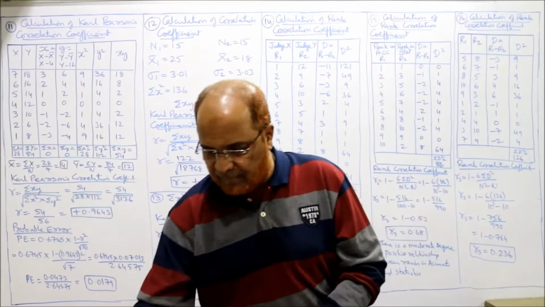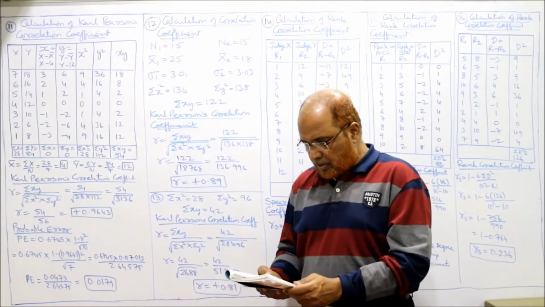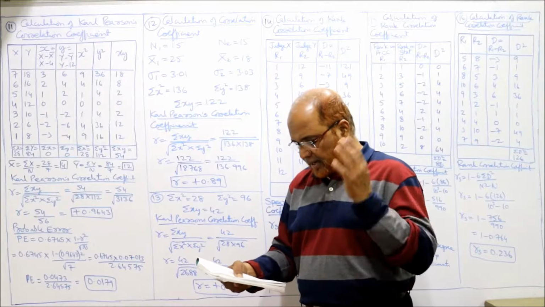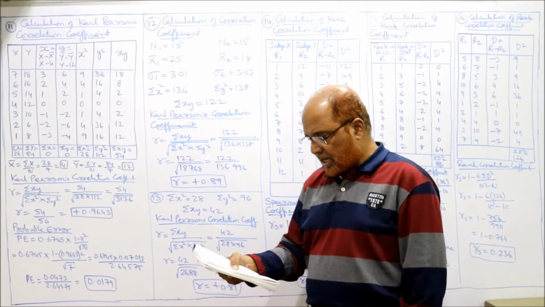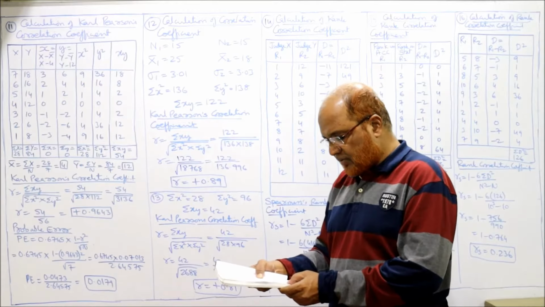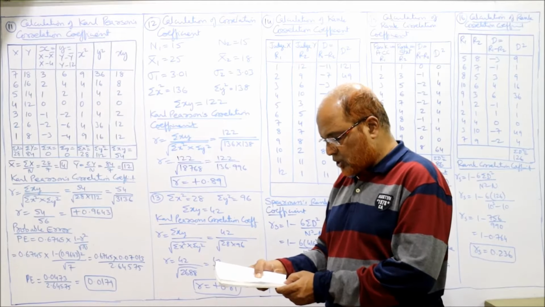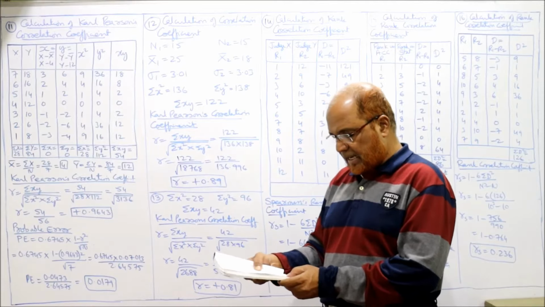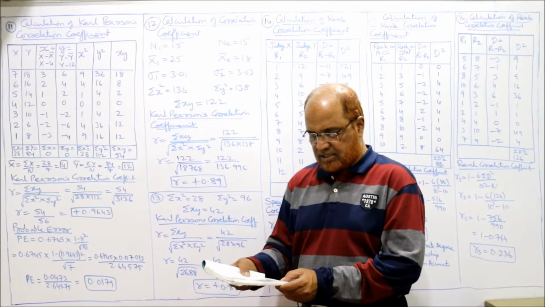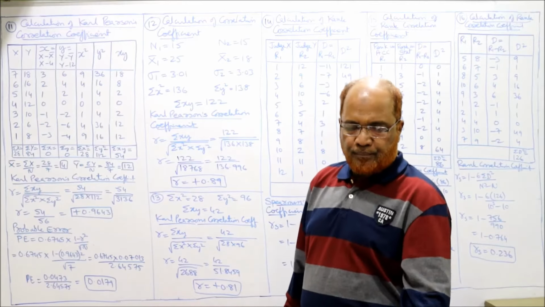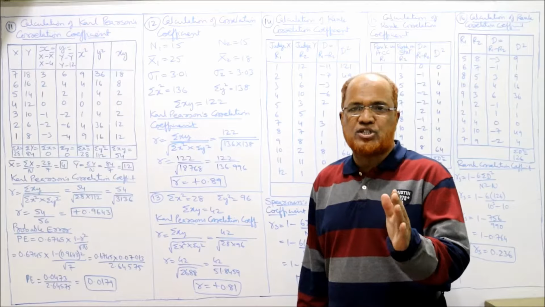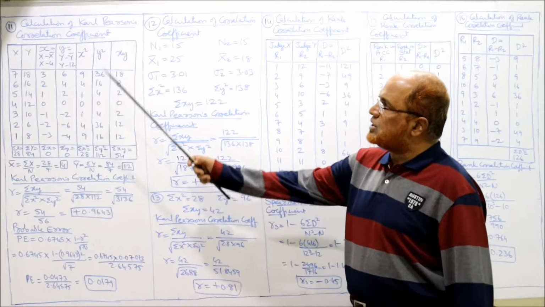Now in this problem we are going to calculate both Karl Pearson's correlation coefficient and the probable error. This is problem number 11. Calculate the coefficient of correlation and find its probable error from the following. X values are given: 7, 6, 5, 4, 3, 2, 1, and Y values are given: 18, 16, 14, 12, 10, 6, 8. We have to find Karl Pearson's correlation coefficient and the probable error. Now see carefully.